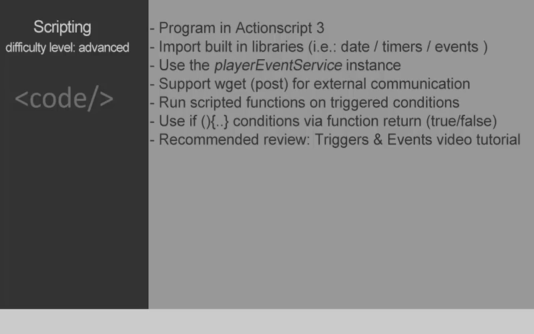In this video tutorial, I'm going to teach you how to use the built-in Studio and Player ActionScript 3 compiler to develop your own scripted functions so you can create a fully customized digital signage presentation. The ActionScript 3 compiler supports all of the import libraries, so you can take advantage of standard commands like timers and dates and events. We also provide an instance of Player Event Service that is used to both listen to events as well as to get the data from remote servers using wget.